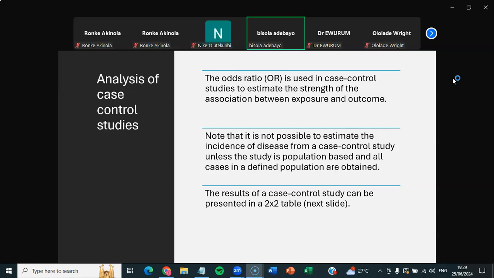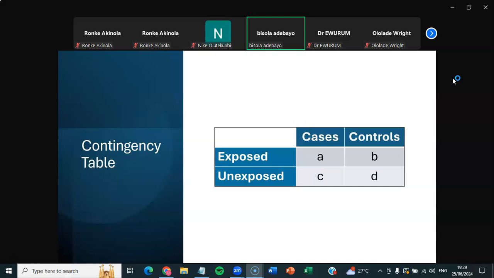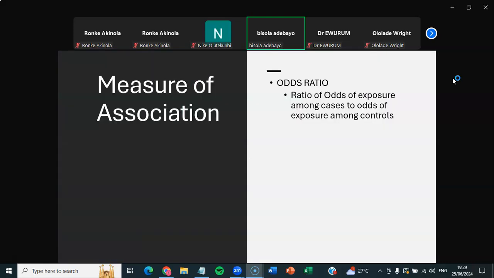And we must say it again, you cannot use case control to determine incidence, because incidence is a measure of risk. And at the point where you are starting from, the outcome has not yet occurred. And we usually present our case control study in simplest form in a 2x2 table. So it's also called a contingency table. And we usually have the cases, the controls, then we have the exposed and the unexposed. So this is how it looks. So the odds ratio is a measure.